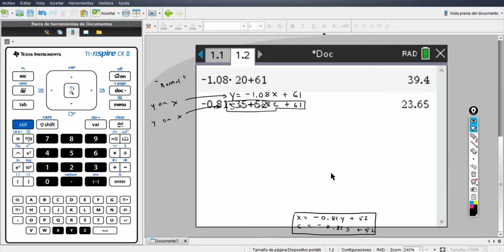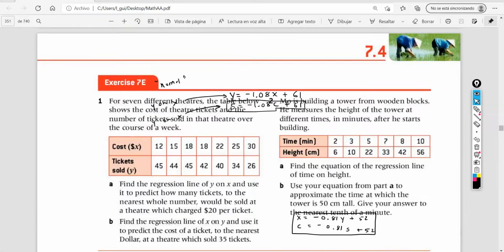And that's how it's done, guys. That's how this is done. The y on x regression line and the x on y regression line are not the same, and all you need to do is basically a change of perspective like I showed you here. Okay, so that's it, guys. Let's do this one on your own and tell me whether you can do it or not.